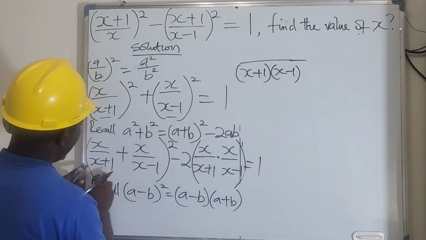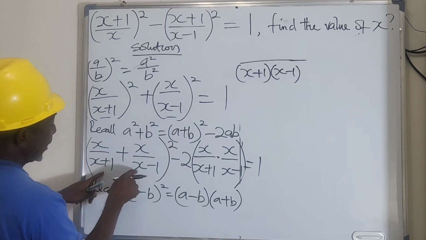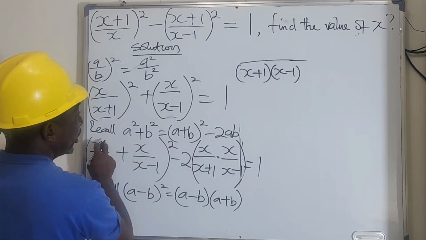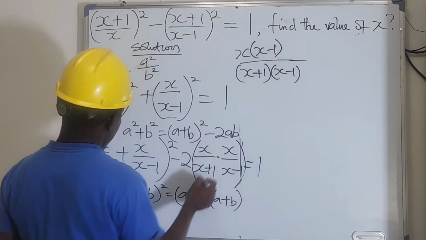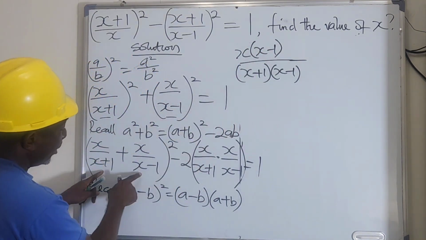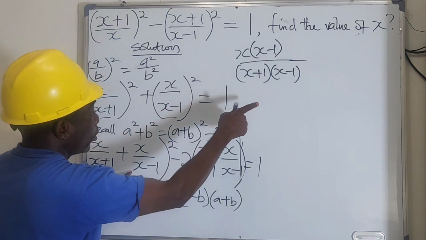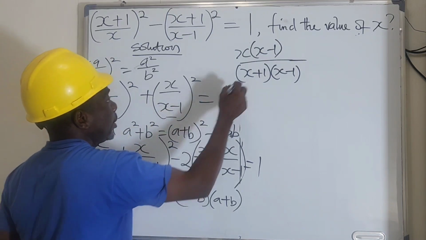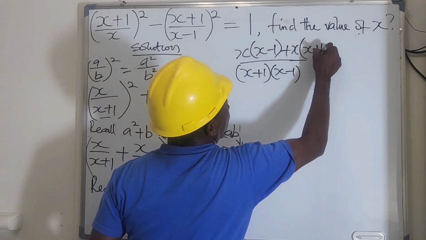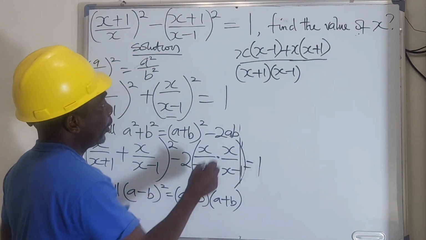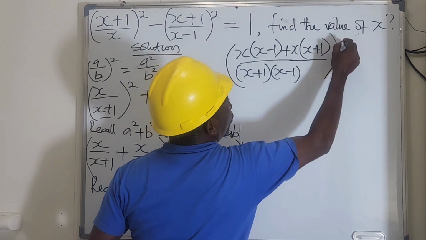So the LCM divided by x plus 1 is x minus 1. So x minus 1 times x will be x into x minus 1. So the LCM now divided by x minus 1 is x plus 1. Then x plus 1 times x will be plus x into x plus 1. So we have all raised to the power of 2.